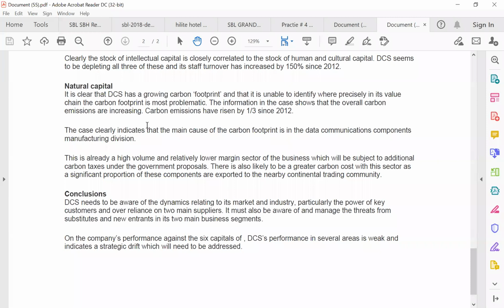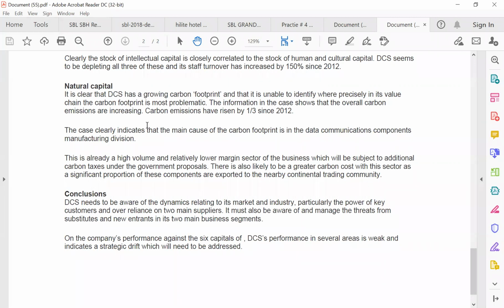The case clearly indicates that the main cause of the carbon footprint is the data communication component in the manufacturing division. This is already a high volume and relatively low margin sector of the business, which will be subject to additional carbon tax under the government proposals. There is also likely to be a greater carbon cost with this sector as a significant proportion of these components are exported to the nearby continental trading communities.